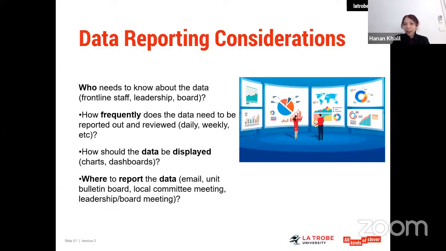Now, where to report the data is also important. Once you collect your data from your project, where are you going to report it? Are you going to send it by email? Are you going to put it in the organization bulletin? Or are you going to just present it at, say, a monthly meeting that you have as part of your hospital or your committee meetings? That's why knowing the organizational structure is really, really important, because once you do an improvement project, you need to know who you're going to send it to.